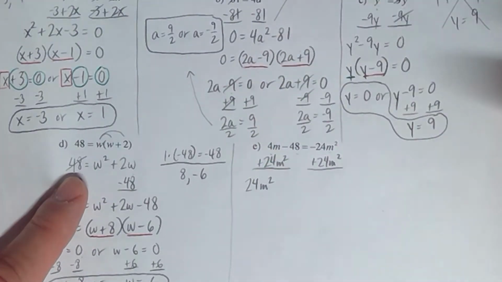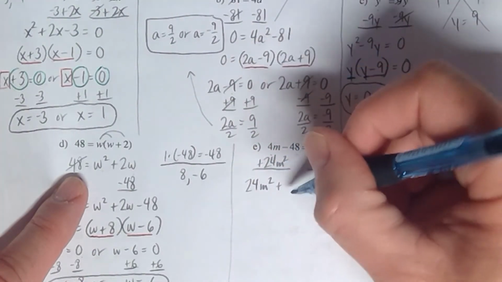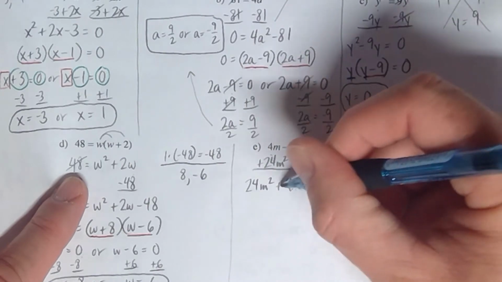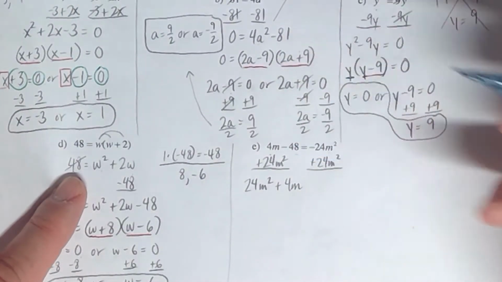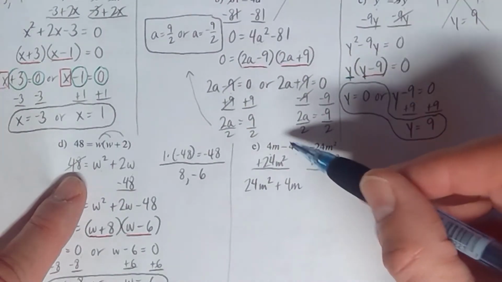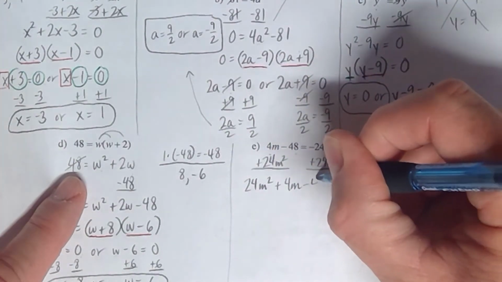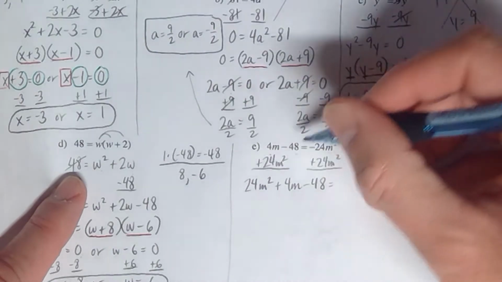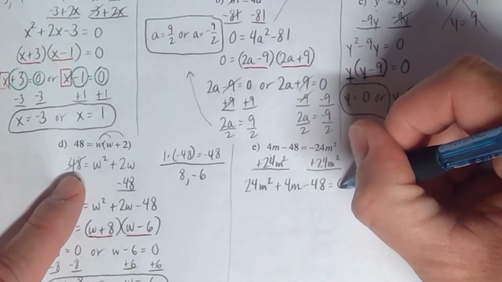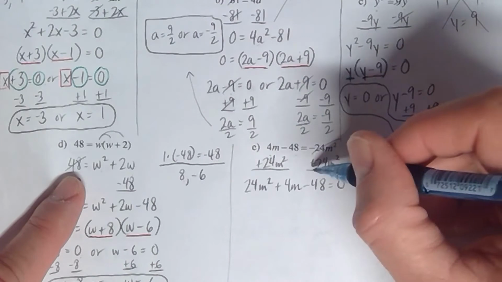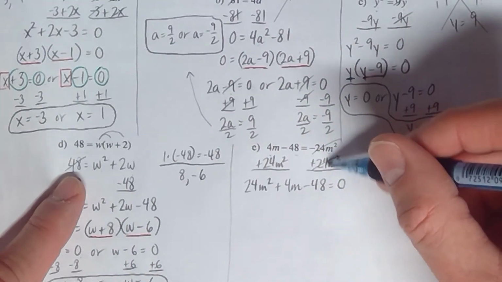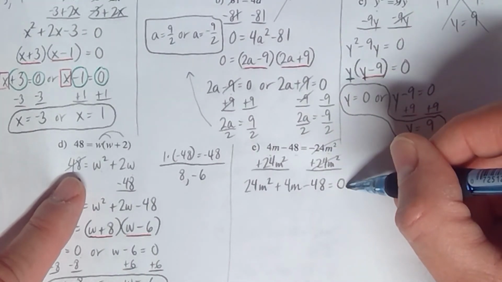So we get 24m squared. Since 4m is positive, I got to say plus 4m. Remember, you got to have a plus or minus in between each one of these three terms here. So put that plus there if it's positive. And then minus 48. That remains negative because we didn't move that term. And then there's a 0 on the other side because these cancel. You get a 0 there.